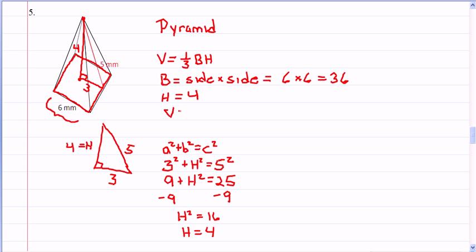So to finish this volume problem, I have 1/3 times the base of 36 times 4. And if I cancel the 3 and the 36 to 1 and 12, I have 12 times 4, which is equal to 48 millimeters cubed.